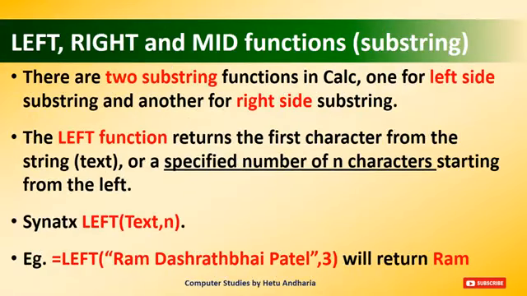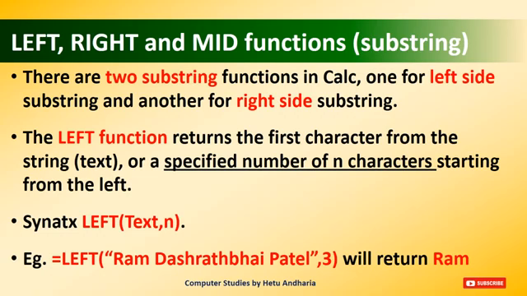There are 2 substring functions in Calc, one for the left side substring and another for the right side substring. The LEFT function returns the first characters from the string text, a specified number n of characters starting from the left hand side. For example, if we have typed in one cell name, father's name and surname, we have typed Ram Dasrath Bhai Patel. Okay, now we want to separate the name from that using the function.